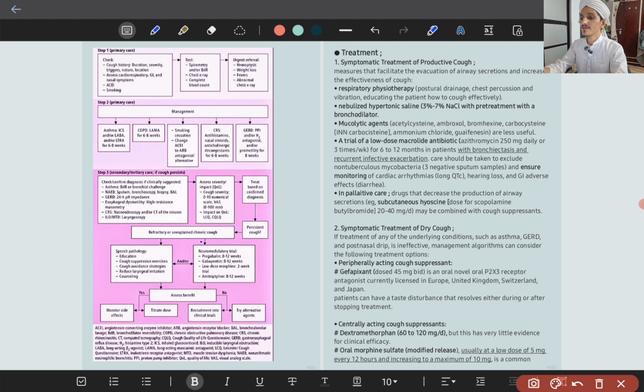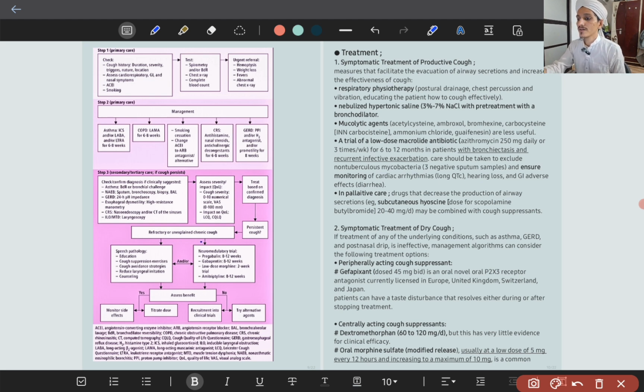For productive cough with sputum, our main goal should be to remove the mucus and help the patient to expectorate all those secretions. In dry cough, the cough has nothing to do with secretions, because there are no secretions, it is just troubling the patient. So for that you will suppress the cough. Here you will suppress the cough, here you will thin the mucus and induce the cough for easy removal of secretions.